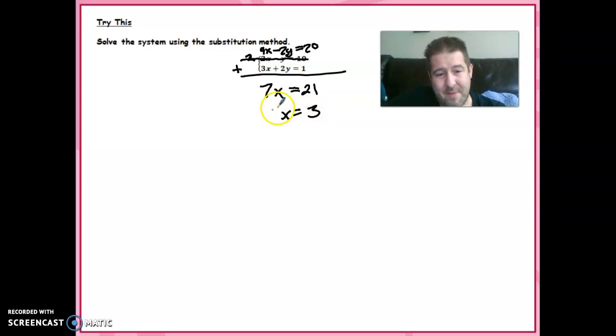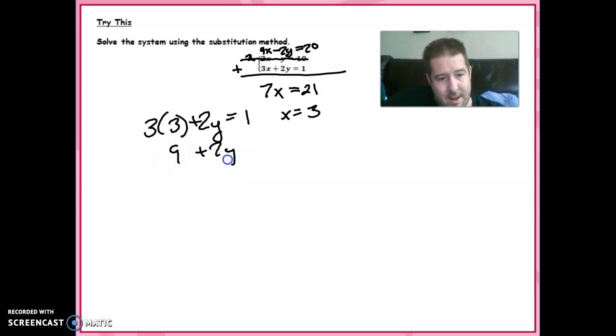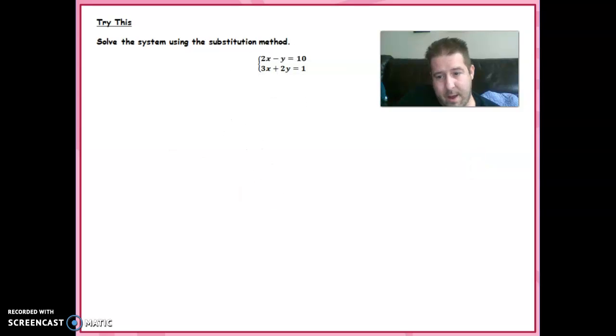And then once I have that value, I can substitute that back in. 3 times 3 plus 2 times something equals 1. This is 9. And subtract 9 from both sides, you get negative 8. So this 2 times y means y must be negative 4. Now, I'm going to clear that out. 3 and negative 4, and now I'm going to solve it the other way, which is using the substitution method.